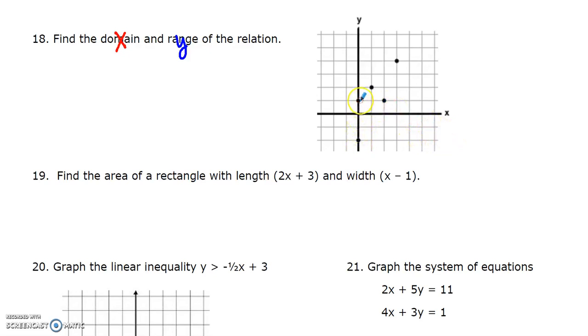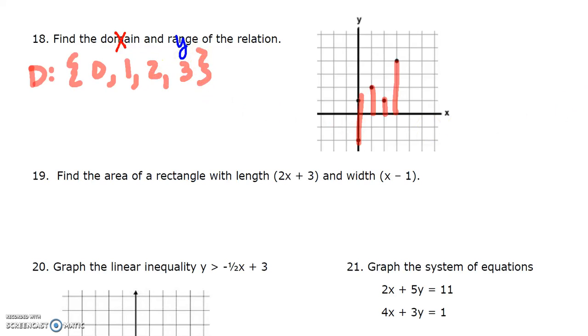Okay, so I've got 2 points right here. They both would be at 0. This one would be at 1. This one would be at 2. And this one would be at 3. So my domain, we can write it over here, would be 0, 1, 2, and 3.